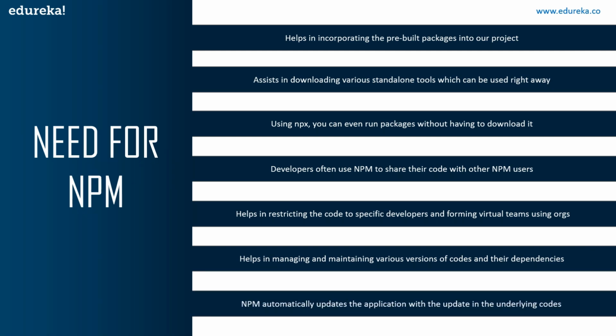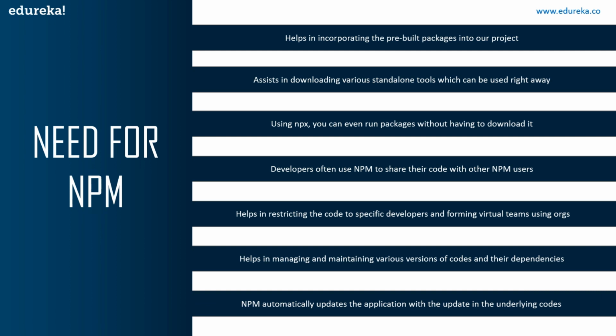NPM updates the application with the update in the underlying codes. As I said, if any version of any package has been updated or changed, or a new version has come into the market, it allows you to update your applications easily when the underlying code is updated. There are multiple ways to solve the same puzzle. We already know that. Forming virtual teams by using orgs, managing the multiple versions of the code and code dependencies, allowing your code to be shared with other developers. All these are the basic advantages or need for NPM.